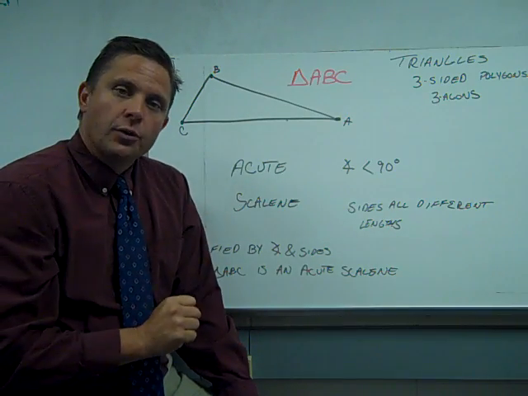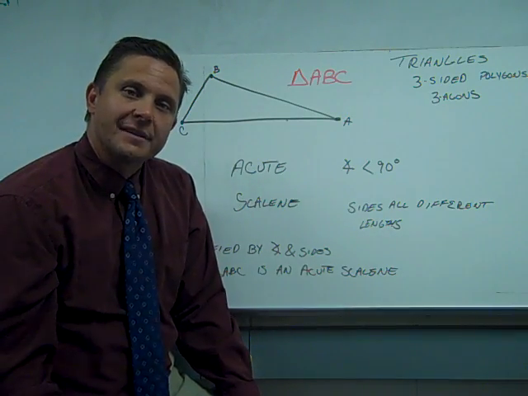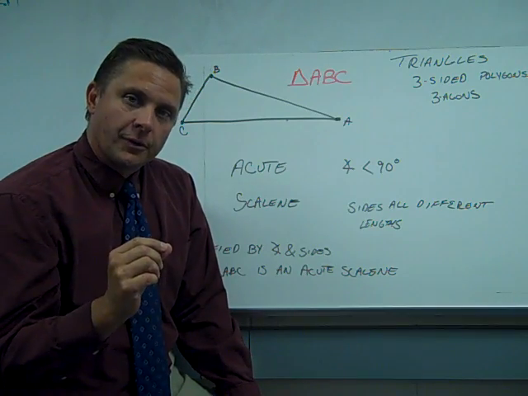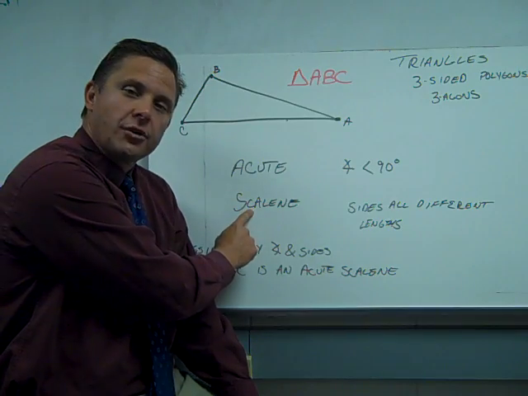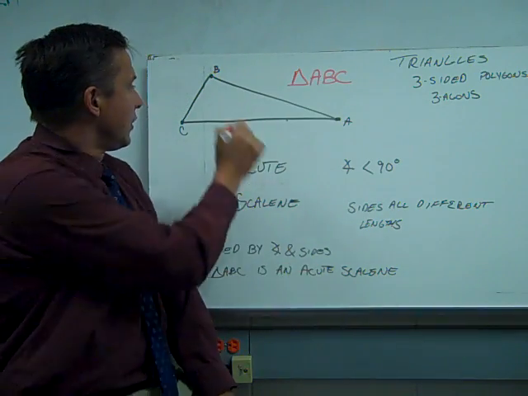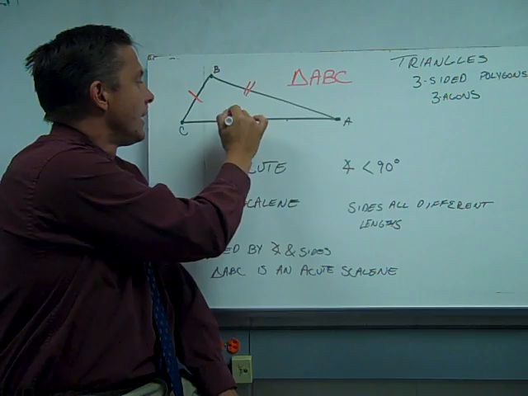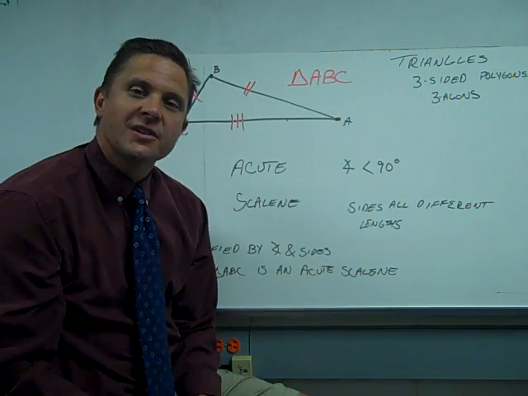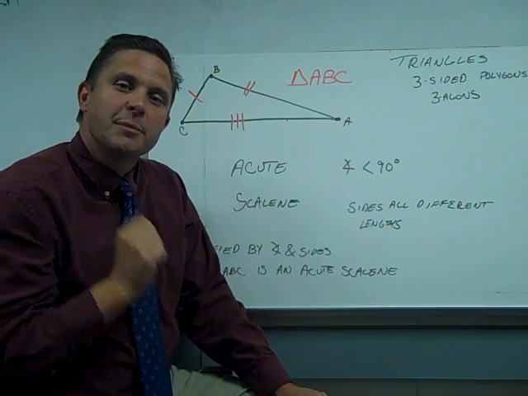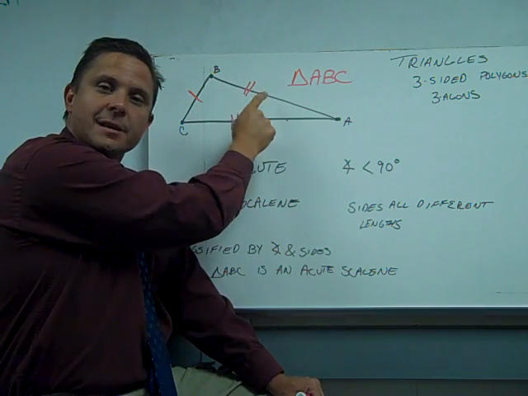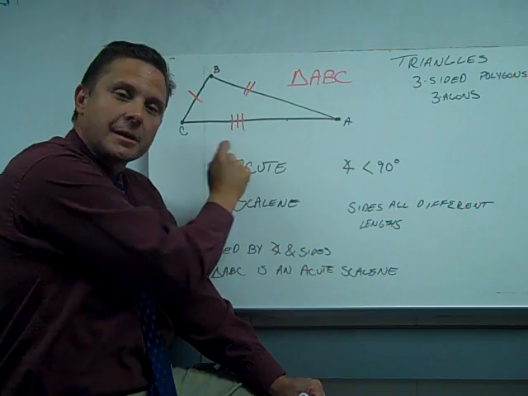We also now can classify triangles by sides. And when all the angles are different, all the sides are different lengths. That is called a scalene triangle. All sides are different lengths. So if I use tick marks, none of the sides are the same. And the tick mark indicates an independent length. This length is not the same as this. It's not the same as that.